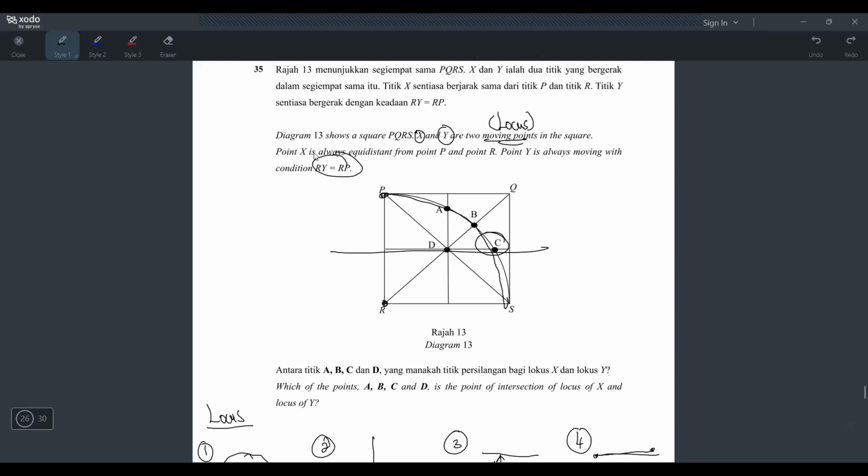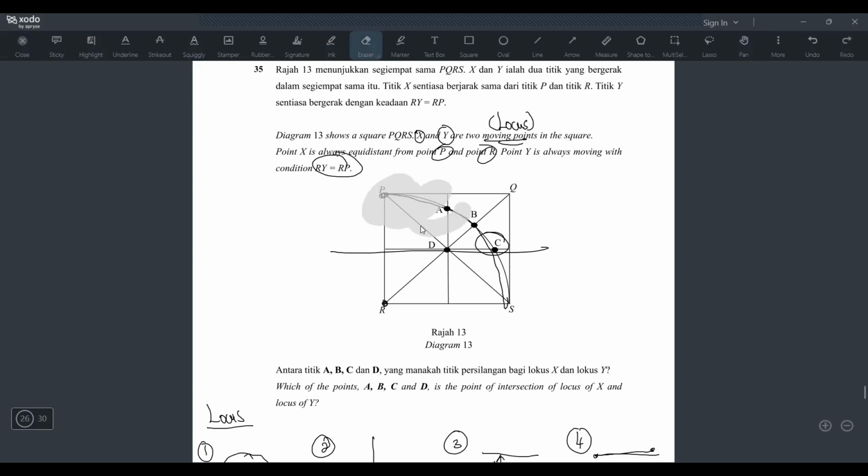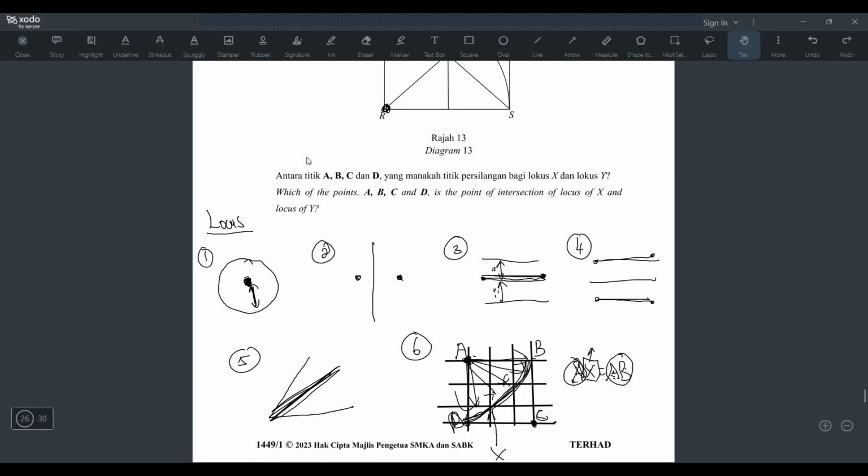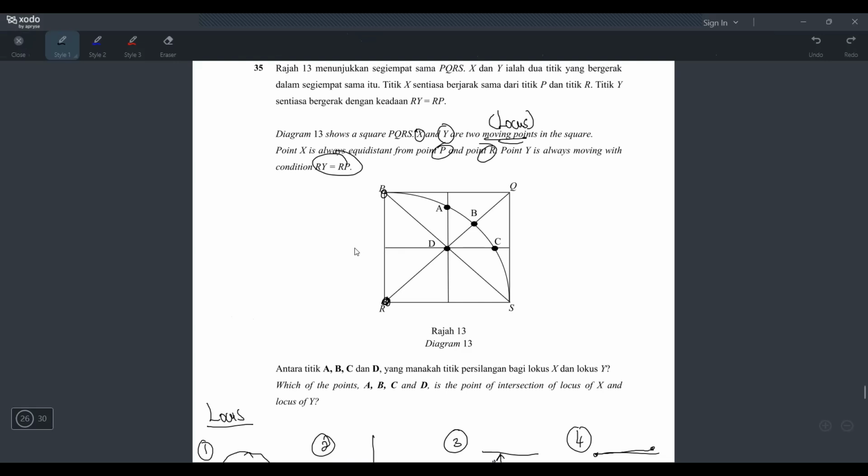So they say point X is equidistant from P and R. It means what? Let's erase all of this. It means they give you 2 points, right? P and R. So do you remember just now I mentioned locus? If they give you 2 points, what do you do? See, 2 points, just draw a line in the middle. This is your locus X.